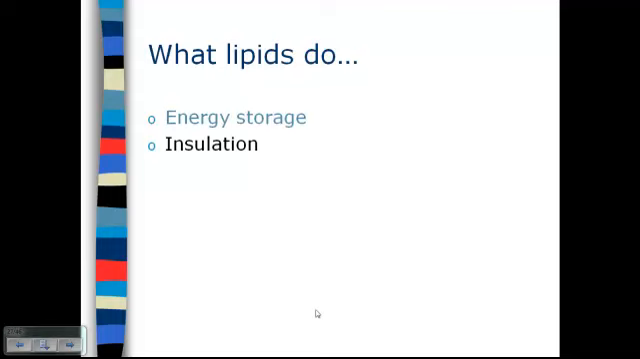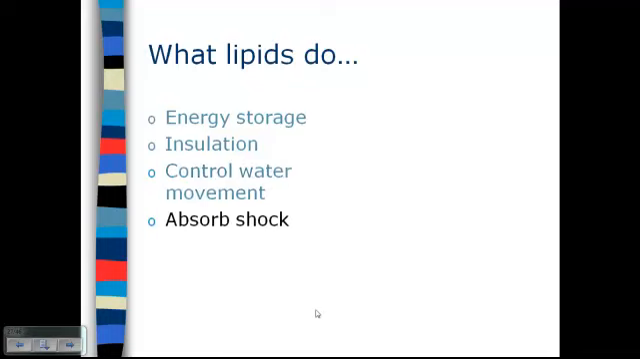Insulation. You think of the blubber on whales. It acts as a great insulator so they can swim through very cold waters. It helps control water movement. It behaves like a reverse rain jacket on plants, so that waxy outer coating on a leaf, that's actually a lipid. It makes it so that water can't easily escape out of the plant, that's what I mean by reverse rain jacket. Instead of not letting the water in, it helps to not let the water out too quickly. And it's a shock absorber, right?